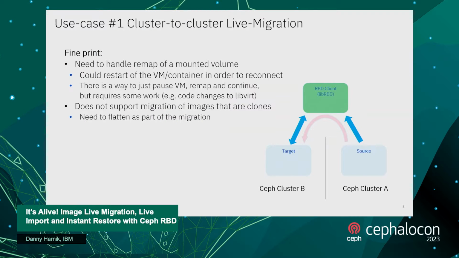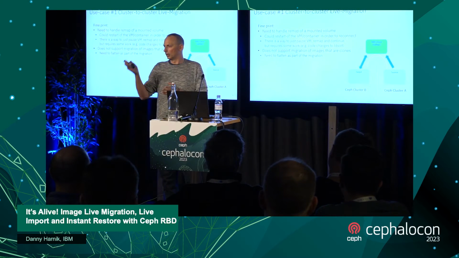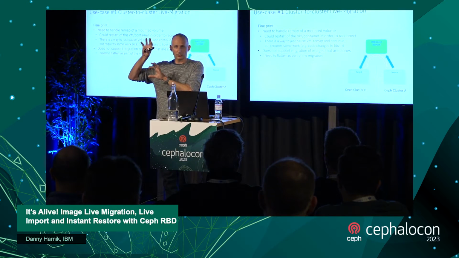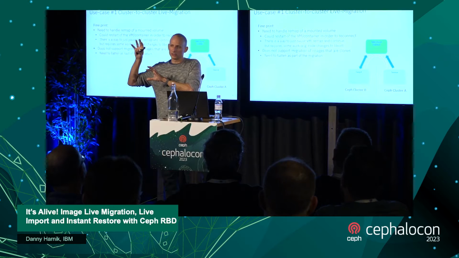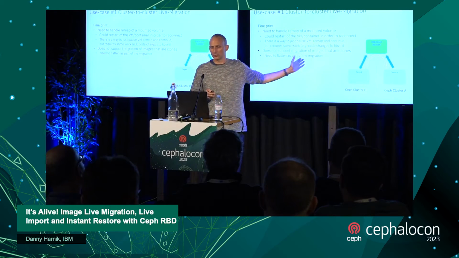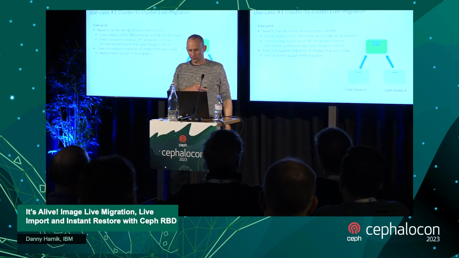Other challenges, we do not support migration of images that are clones. So if in the source you have an image that is a parent and child, and you're trying to migrate the child over, you're going to flatten the child, basically. You're not going to keep the structure of a parent and child. This can inflate space usage if, for example, you have many children for the same parent and you want to move some of them. Currently, we haven't done a solution for that.